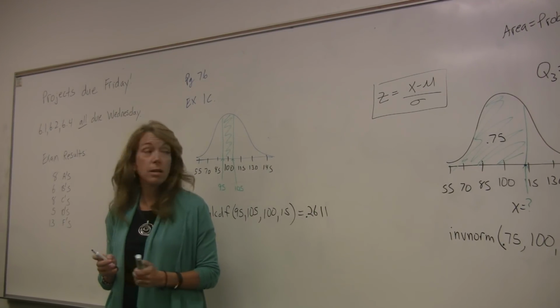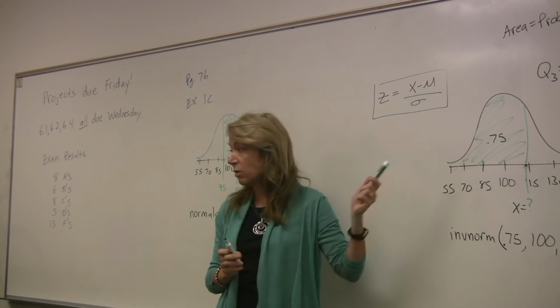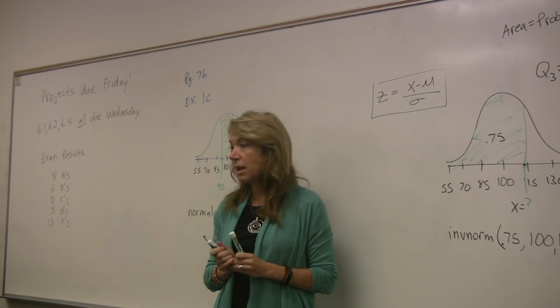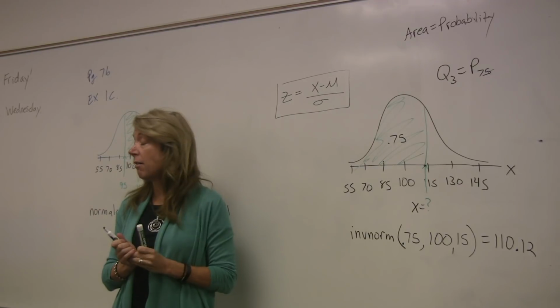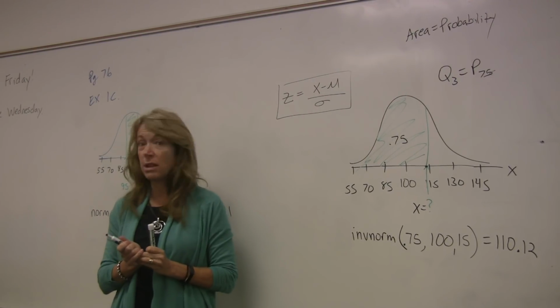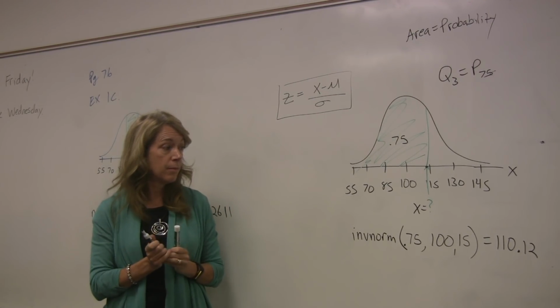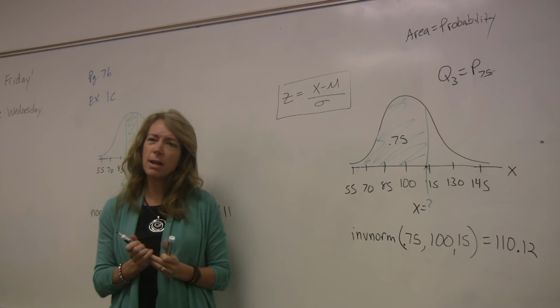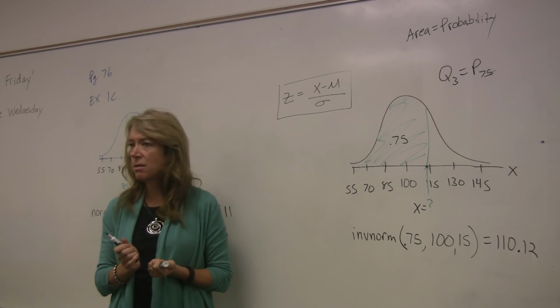The shaded area is what you put in the inverse norm. Negative 9999 could not be the area because it's not a probability. Probabilities go into your inverse norm. Does that 110.12 make sense?